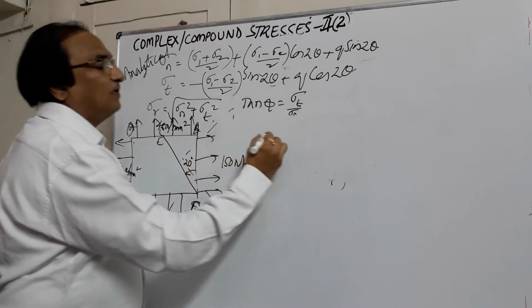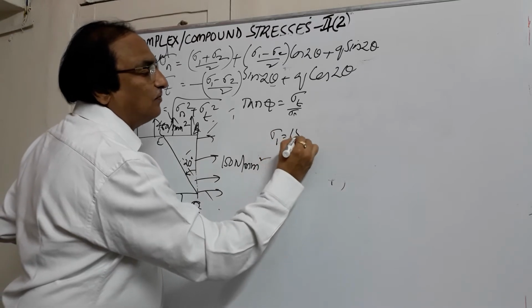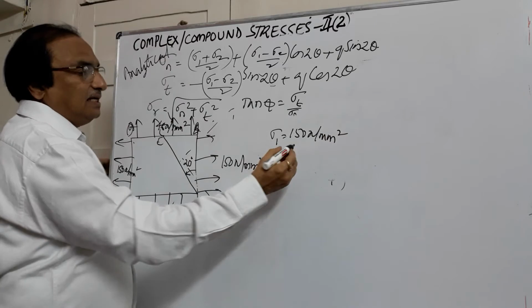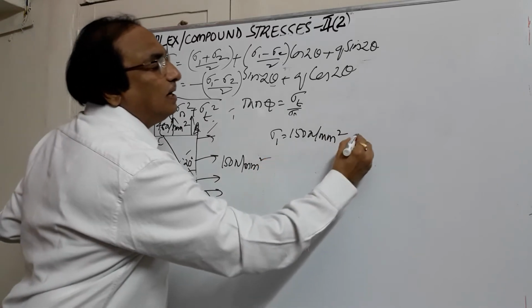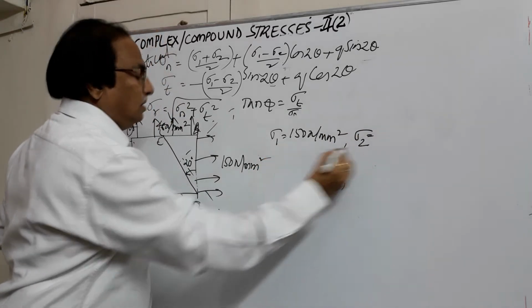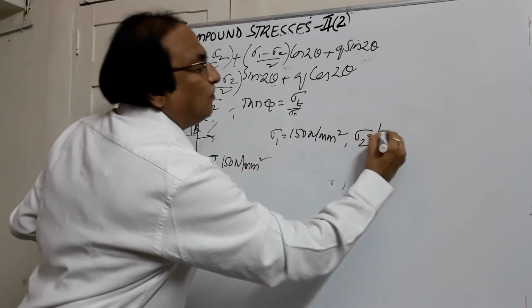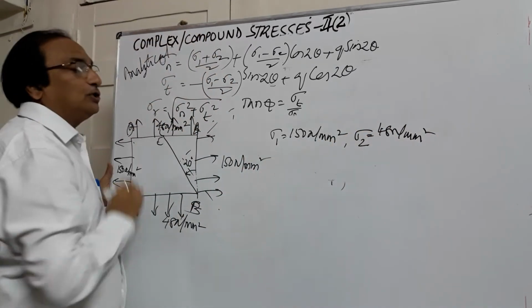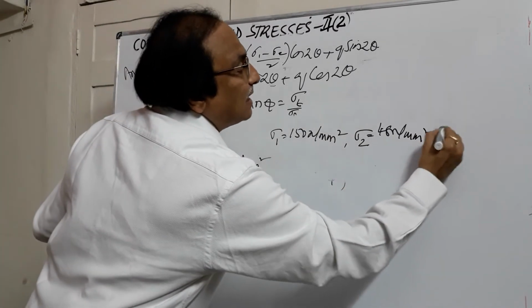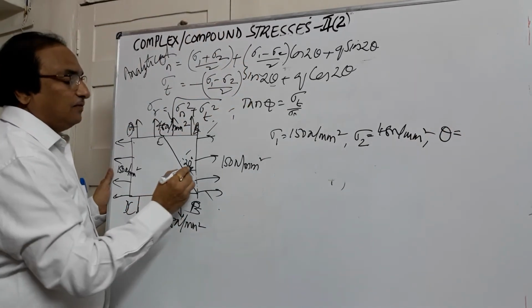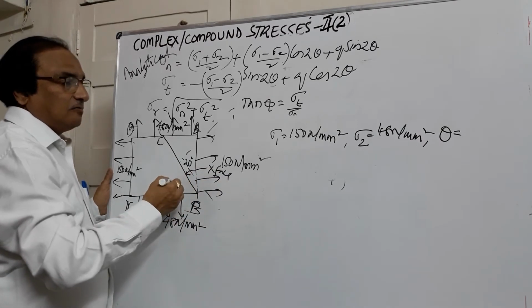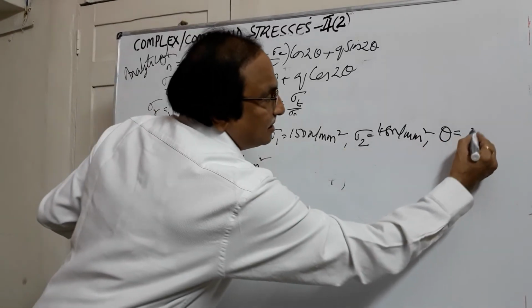If I call this sigma 1, it is 150 Newton per mm square. This is tensile in nature, so positive. Sigma 2, in the y direction, is 48 Newton per mm square. This is tensile, so it is positive. Now our angle theta: if I take this as the x face, whenever we measure the angle in the anti-clockwise direction, we take that angle as positive.